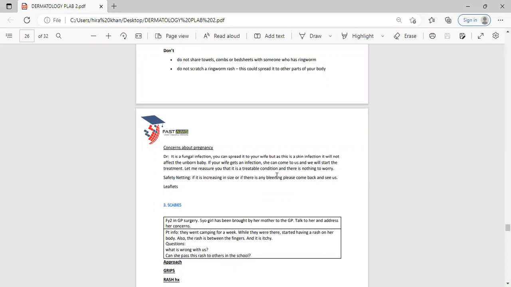And you have to safety net. Like if it is increasing in size, or if there is any bleeding, please come back to us and then offer the leaflets. Otherwise, follow-up is not necessary.